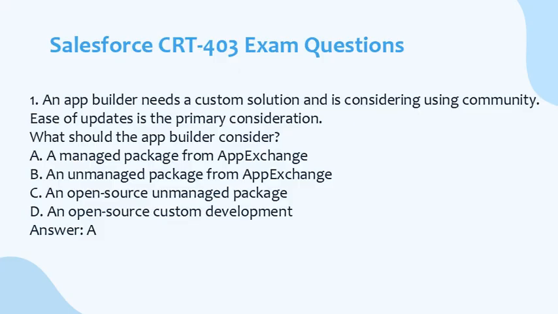1. An app builder needs a custom solution and is considering using community. Ease of updates is the primary consideration. What should the app builder consider? A. A managed package from AppExchange. B. An unmanaged package from AppExchange. C. An open source unmanaged package. D. An open source custom development. Answer: A.